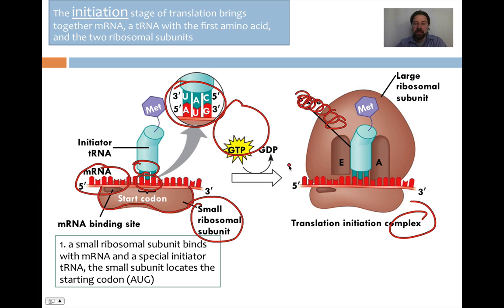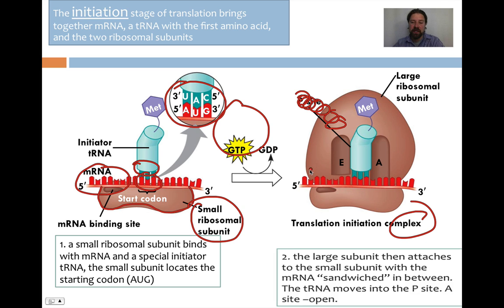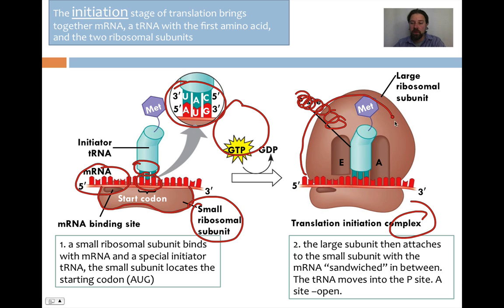And what's going to happen is we are then going to allow the large ribosomal subunit to connect on to the whole thing. So now we have almost what's called a translation complex, which you can see down here. Translation initiation complex. The large subunit attaches to the small subunit with the mRNA, the red strip here, sandwiched in between. The tRNA moves into the P site. A site open. All right, so now we've kicked it off. We are all ready to go.